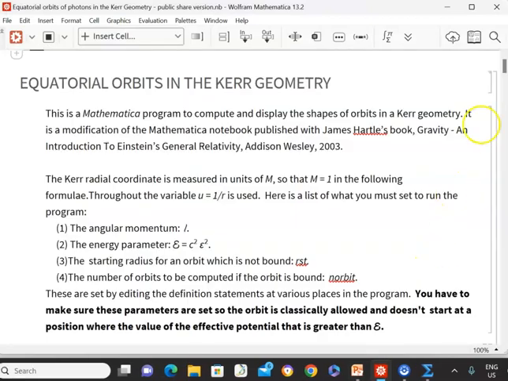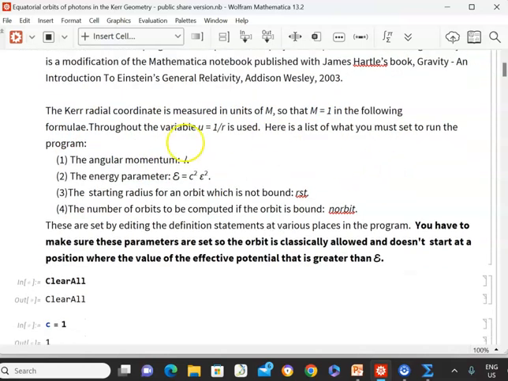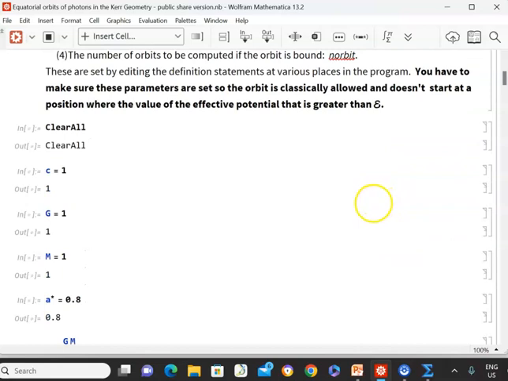Okay, so here we are, equatorial orbits in the Kerr geometry, and we'll make some adjustments. We're going to work in units m equals 1, G equals 1, c equals 1. Substitution u as 1 over r is used. Now you need to set the angular momentum, give it a value, and the energy parameter here is c squared epsilon squared. The starting radius, and the number of orbits to compute if the orbit is bound, we'll settle those later on. Okay, so we'll do that.